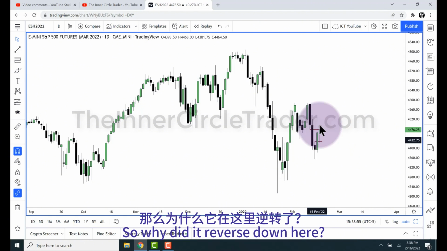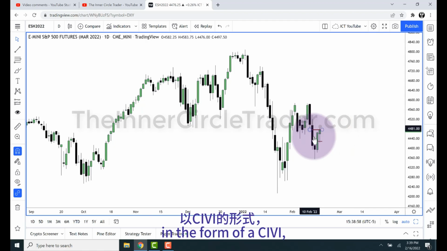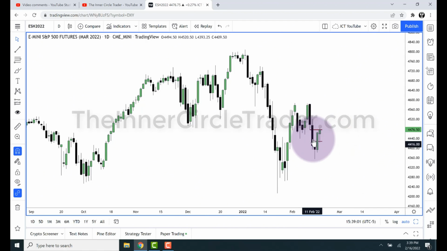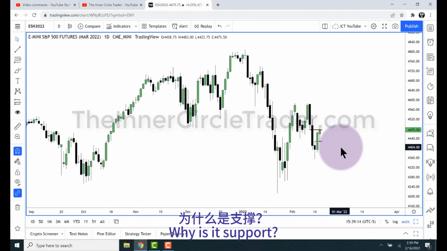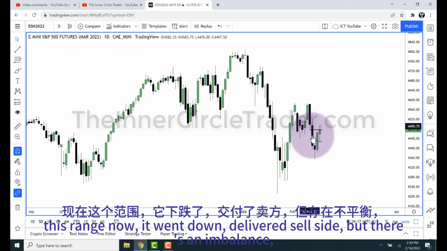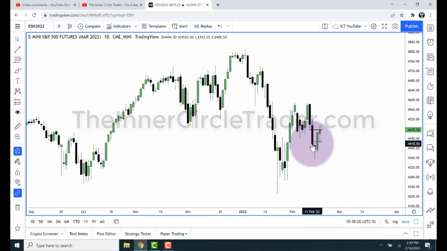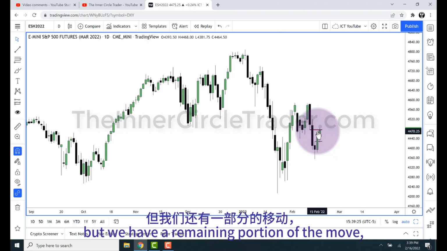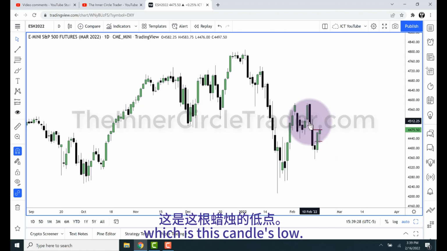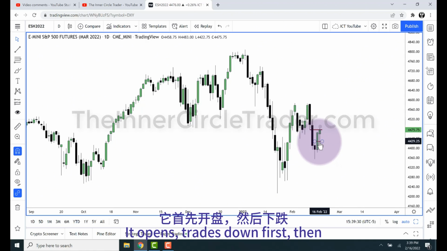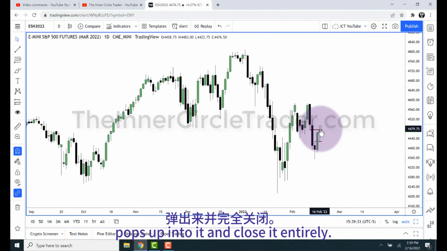All right, so why did it reverse down here? Well, we have the fair value gap in the form of a SIBI, sell side imbalance, buy side inefficiency. So we went up yesterday, didn't quite hit it, but then we opened here, traded down to this level. That's your real support level. Why is it support? Because this range now, it went down, delivered sell side, but there's an imbalance, not enough buy side. So we have buy side offered here, but we have a remaining portion of the move, which is this candle's low. It opens, trades down first, then pops up into it and closes it entirely.